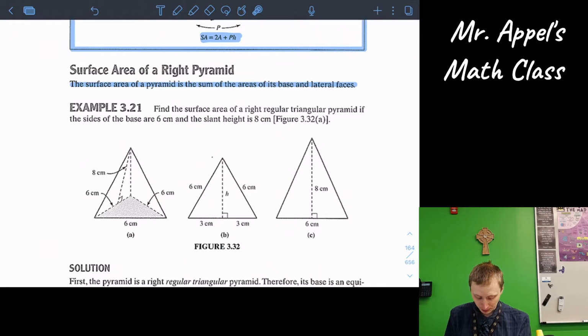Okay, so right meaning the height here is centered above the center of its base, and the base itself is a regular triangle, so an equilateral. So we know the sides all the way around are 6, and the slant height, so the height of a side face, so here we have the base split apart and the side lateral faces of the pyramid.